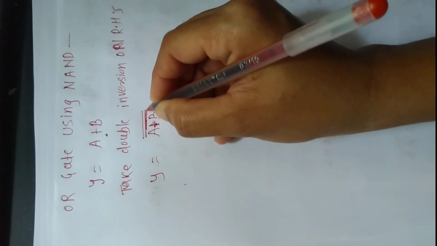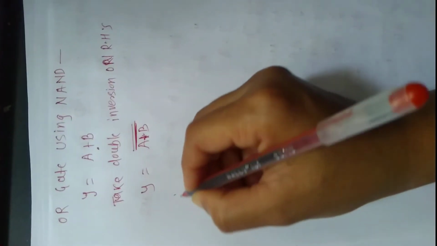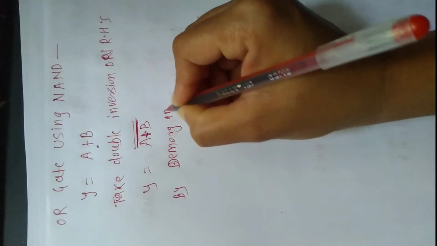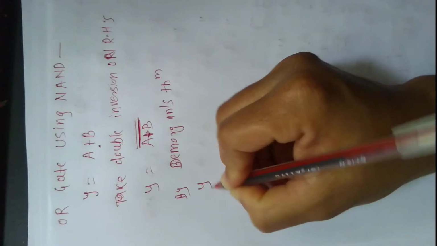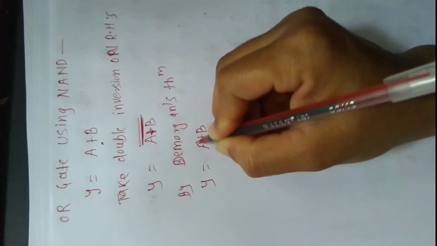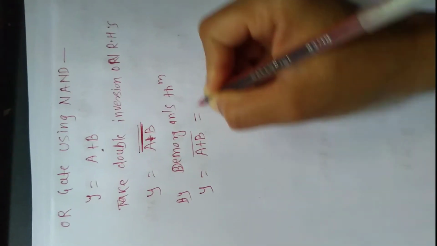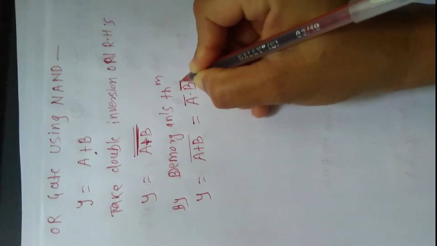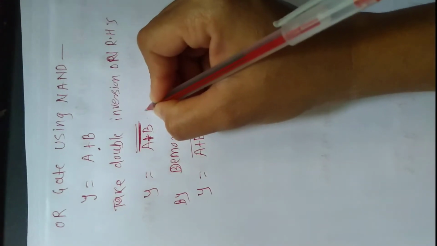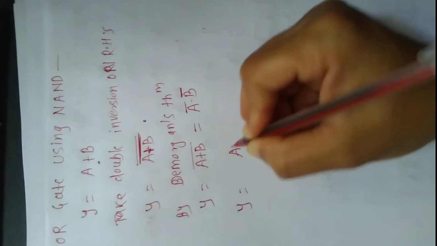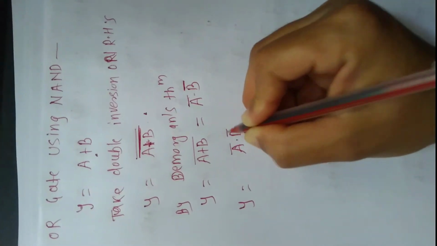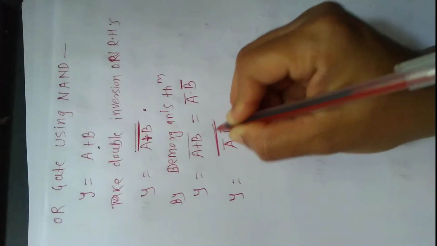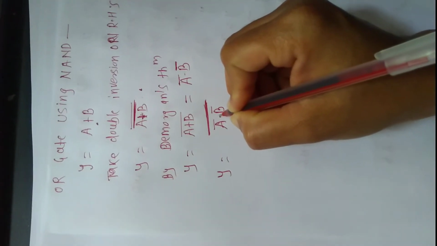So we convert this expression into the form of NAND gate. For this first bar, we apply De Morgan's theorem. De Morgan's theorem for a plus b bar, that is a sum of complement, is equal to the product of the complement of each individual term. So this expression y is equal to a bar into b bar, complete bar. This is expressed in the form of NAND gate.